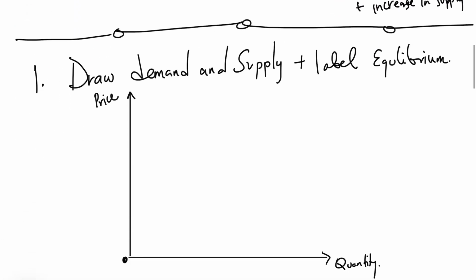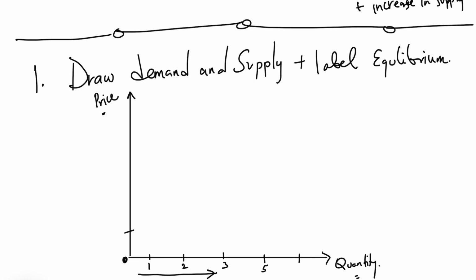All right, let's start with drawing the demand and supply curves and labeling equilibrium. On the y-axis, we have price. On the x-axis, we have quantity. And the origin, of course, is 0. Now, the quantity increases as you move to your right-hand side like that. Okay, so this will be 1, this will be 2, 3, 5, etc.